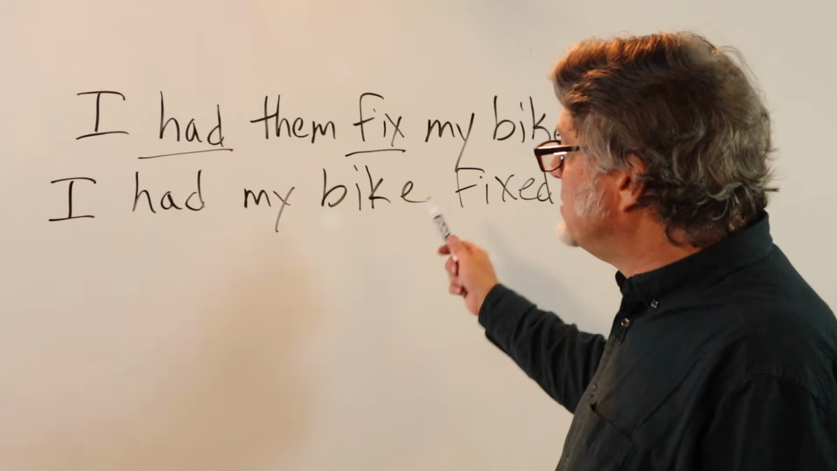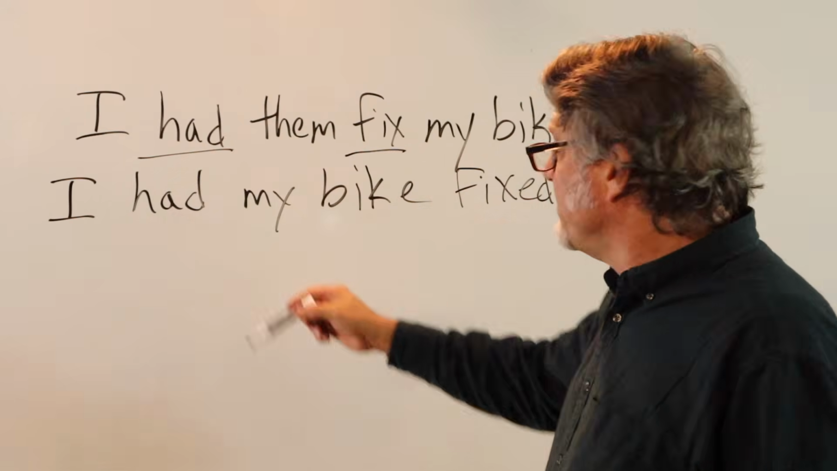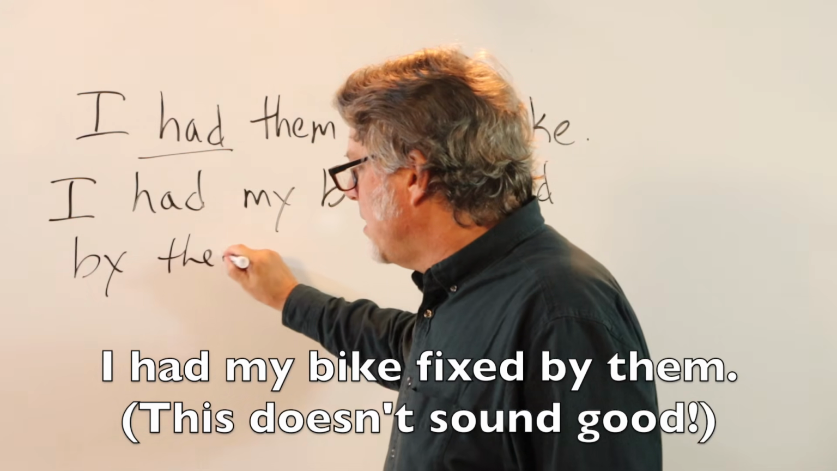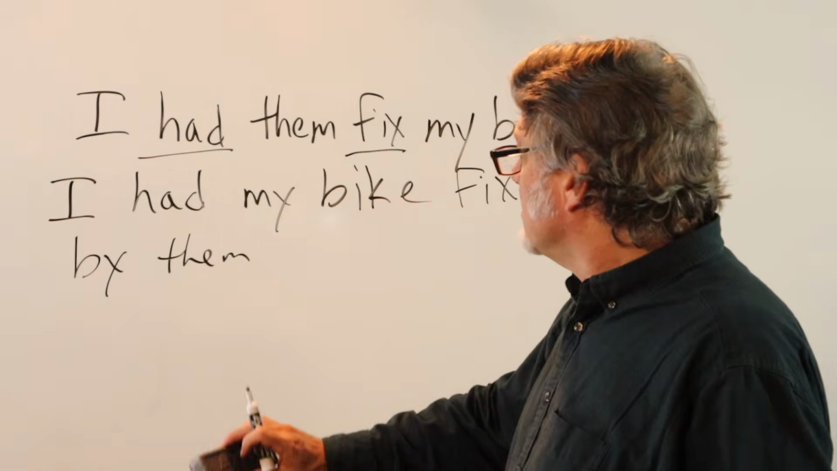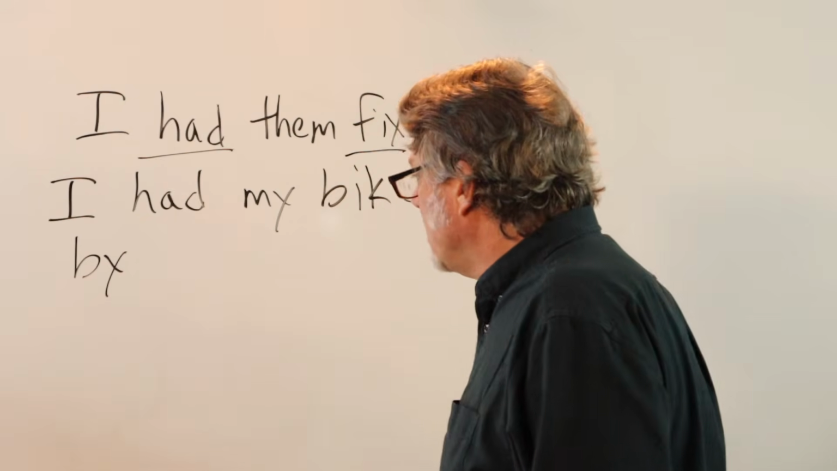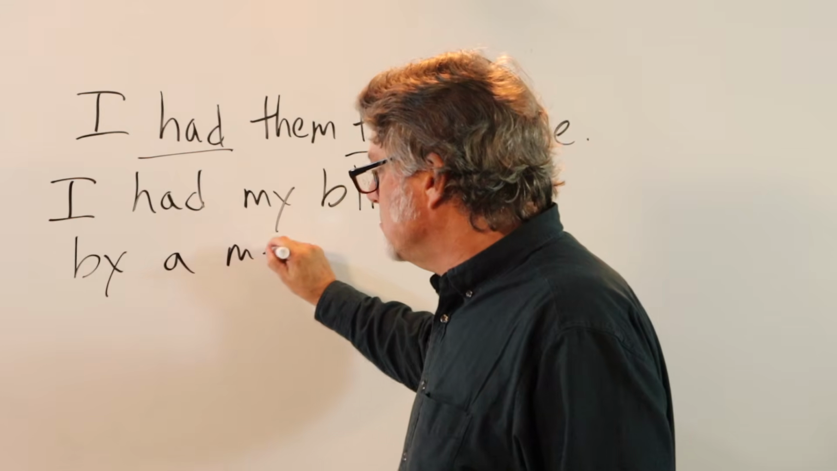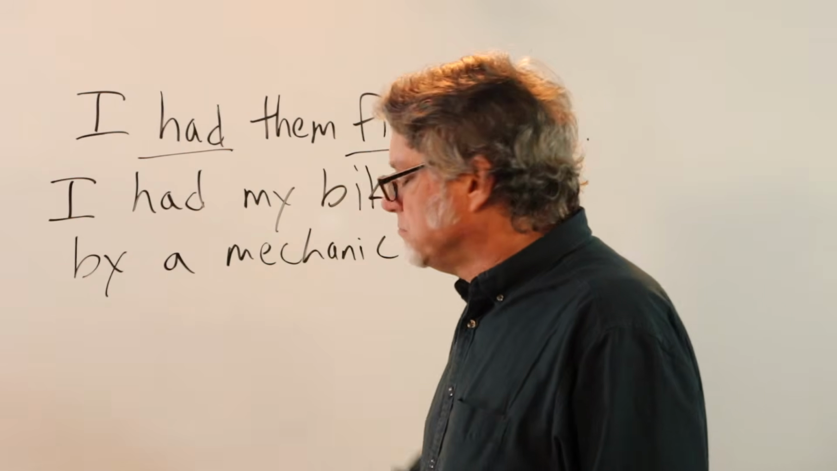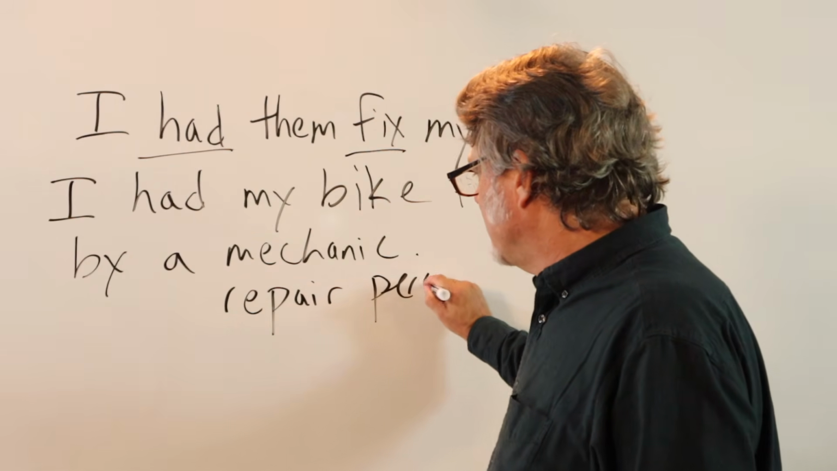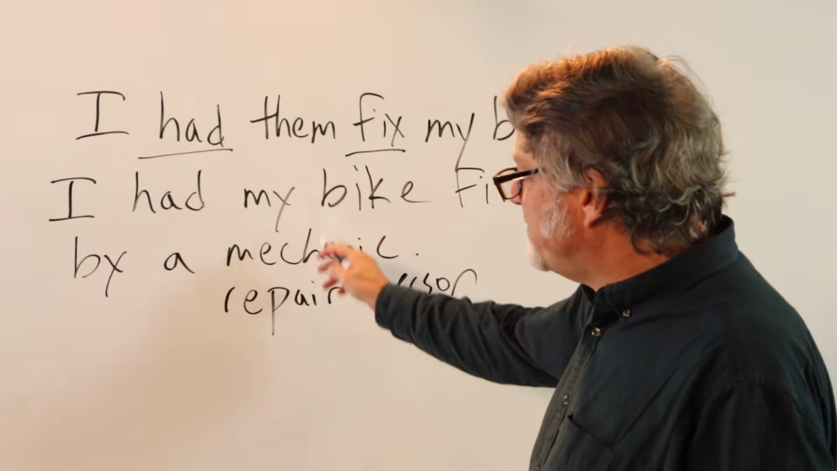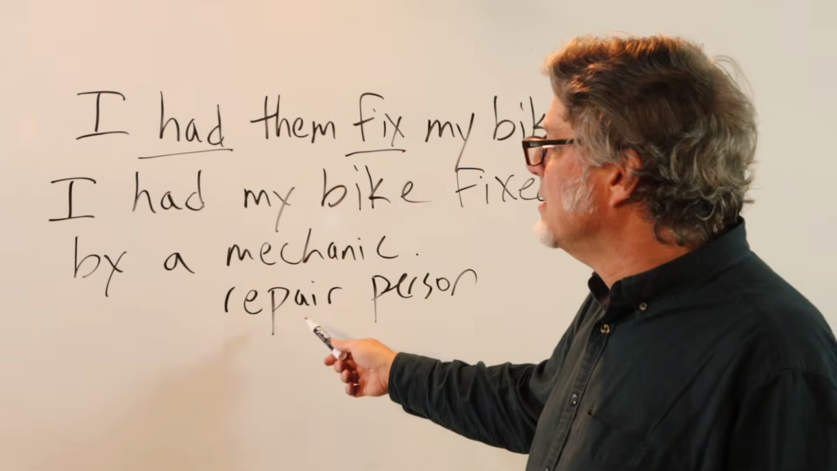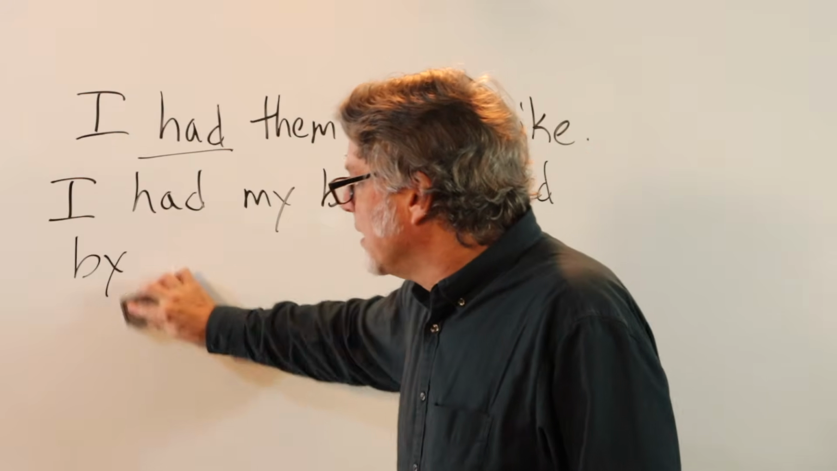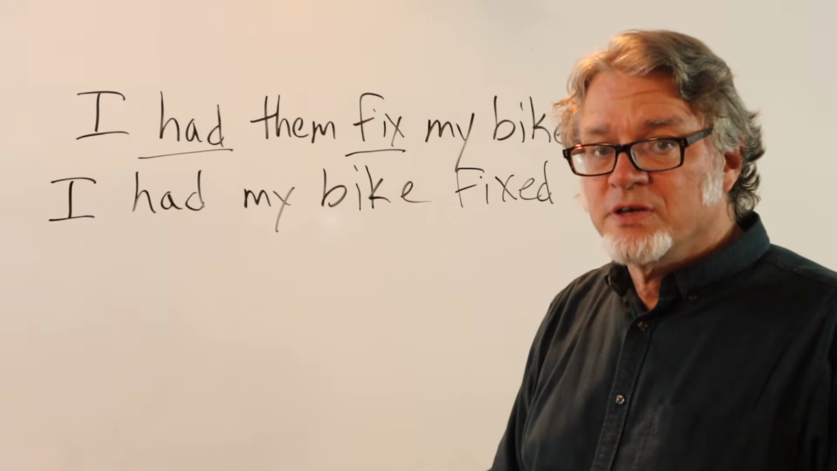If you want to say who did the work, you could use them, that's okay. I had my bike fixed by them, or I had my bike fixed by a mechanic, or a repair person. I'm not exactly sure what you call a person who fixes a bike. I'm not sure what the title is, but it's not necessary. So if you don't know what that word is, just say, I had my bike fixed, and that's good enough.